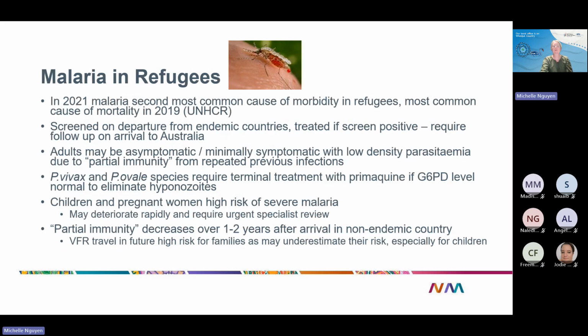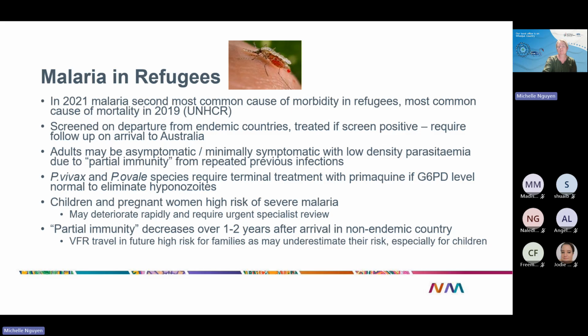So in 2021, malaria was the 2nd most common cause of morbidity in refugees worldwide, according to the UN data. And going back another couple of years, in 2019, it was reported to be the most common cause of mortality. People are screened on departure from endemic areas and are treated before they travel if they screen positive. So those people do require follow-up on arrival to Australia, which is something that we usually will manage.